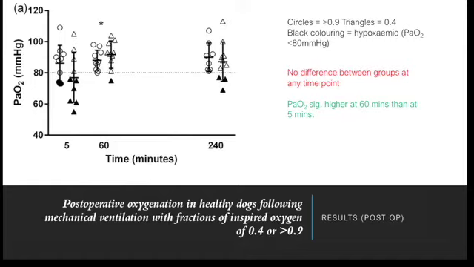However, compared to their first study, there were certainly far more dogs which were hypoxemic in the recovery period. So in this graph, the circles are the groups receiving high fraction of oxygen, the triangles are receiving the restricted oxygen of 40%, and the white circles and triangles are dogs which are normoxemic, the black ones are hypoxemic. So there weren't any statistically significant differences between groups at any time point.